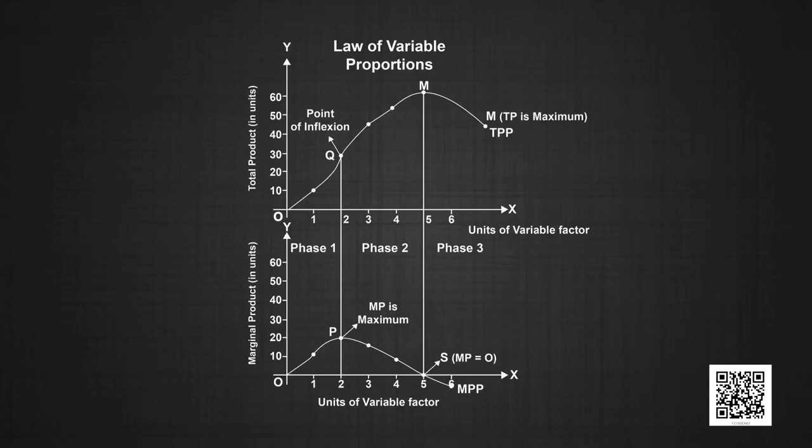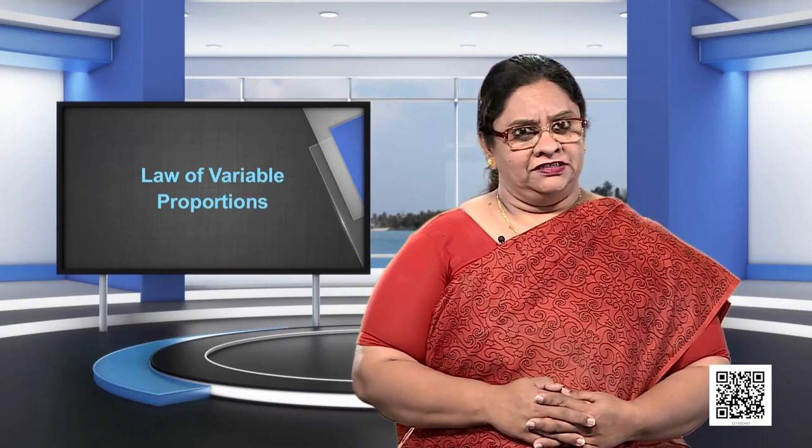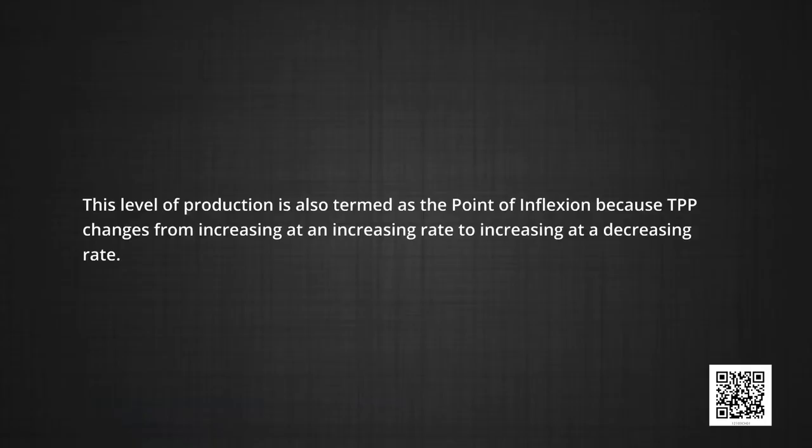The TPP curve is set to display increasing returns to factor till the point P or till the use of the second unit of the variable factor. After point P, the marginal product falls and TPP increases, but it increases at a decreasing rate. Q is therefore called a point of inflection. This level of production is termed the point of inflection because TPP changes from increasing at an increasing rate to increasing at a decreasing rate.